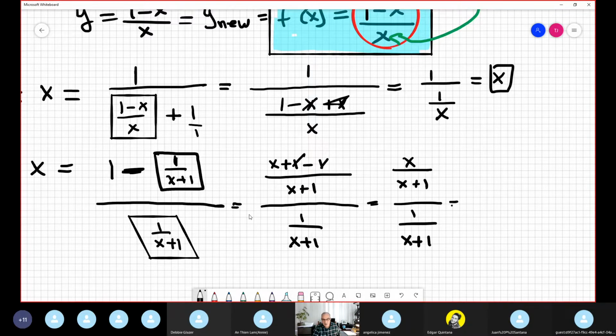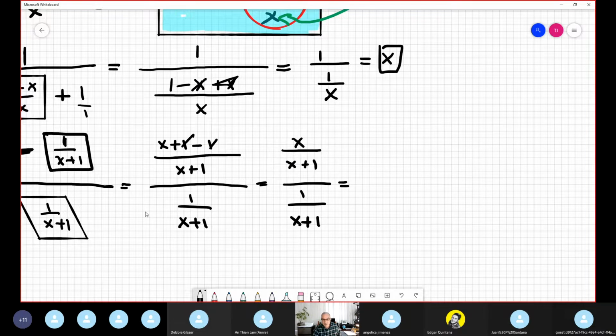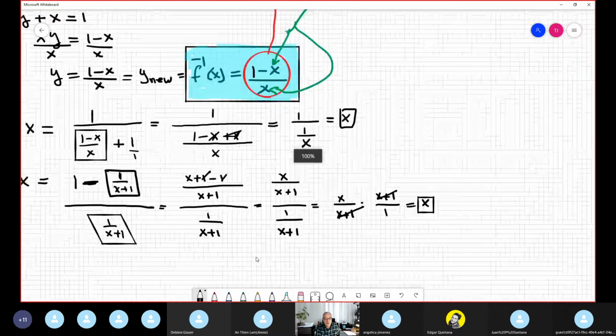Oh, it's a complex fraction. With a complex fraction, you always copy the top part exactly the same, times, flip the bottom part. It's obvious that that part cancels out, and the answer is x. Boom, we proved it.